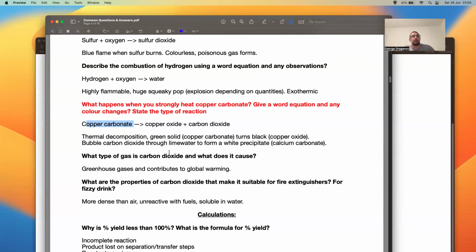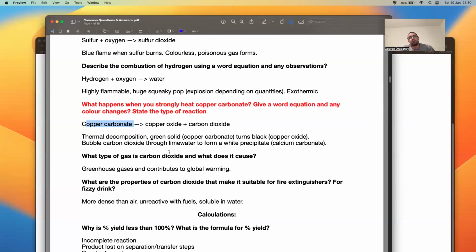But lastly, you should know that the properties of carbon dioxide make it useful for fire extinguishers and fizzy drinks. So for fire extinguishers, carbon dioxide is great because it is more dense than air. So it will sink on top of the fire and prevent any other oxygen coming in. Furthermore, it is unreactive with fuels. Remember, oxygen likes to react with fuels, not CO2.